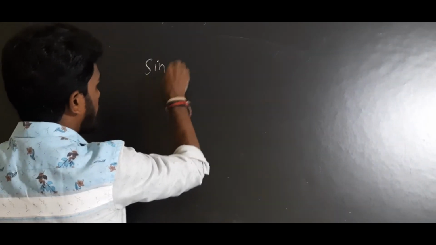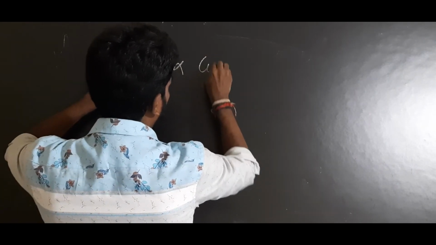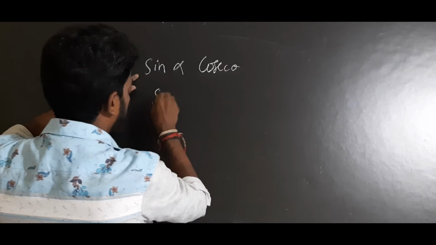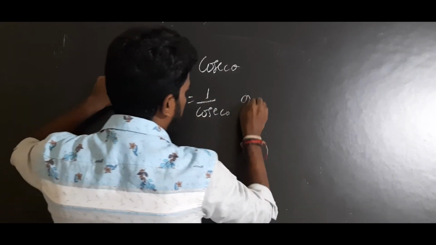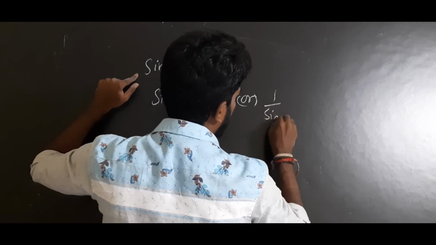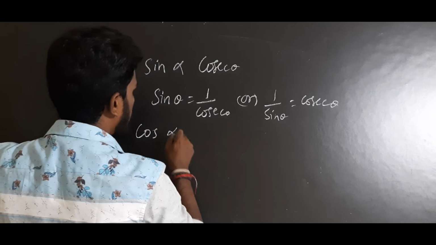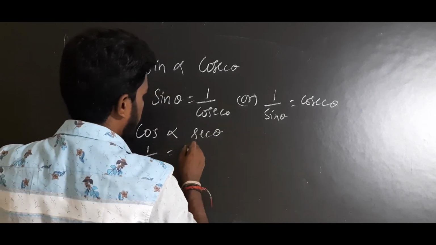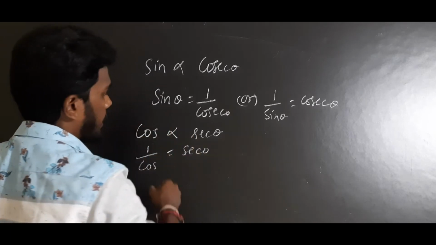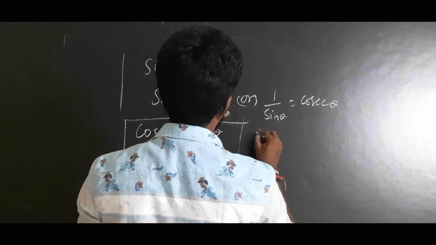Before that, you should also know one important thing. Sine is inversely proportional to cosecant. That is nothing but sin theta is equal to 1 by cosecant theta, or I can say 1 by sin theta is equal to cosecant theta. Similarly, cos is inversely proportional to secant theta. Like 1 by cos can be written as secant, or 1 by secant can be written as cos. And another thing is tan theta.